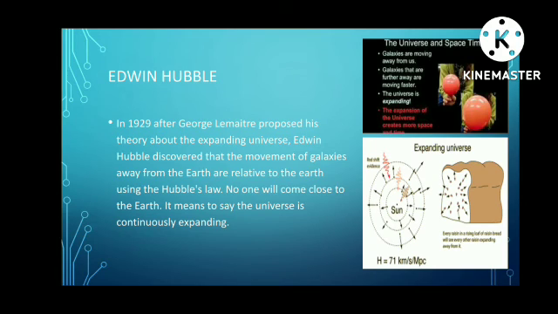So Hubble's law has a formula of velocity equals Hubble's constant times distance, wherein Hubble's constant is equivalent to 71 kilometers per second per megaparsec.